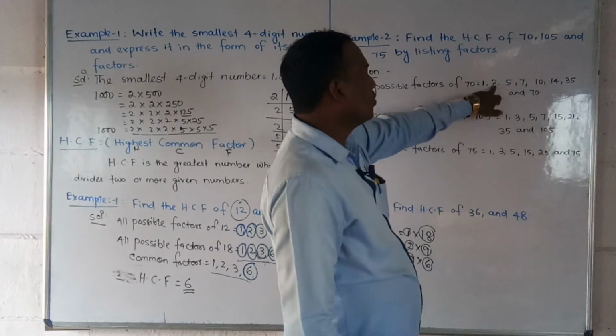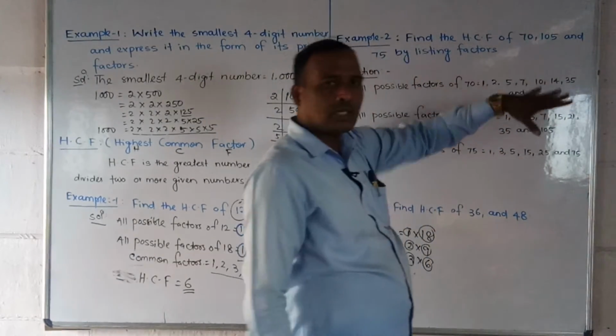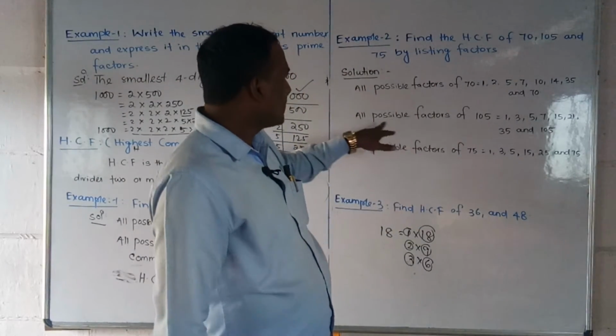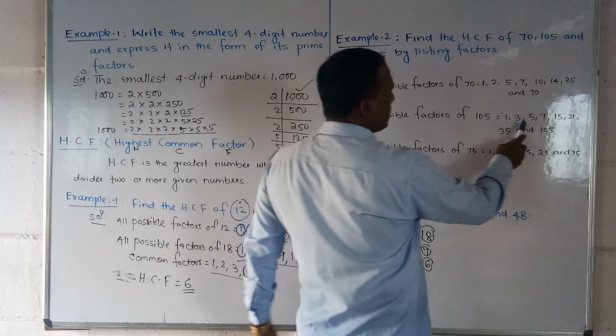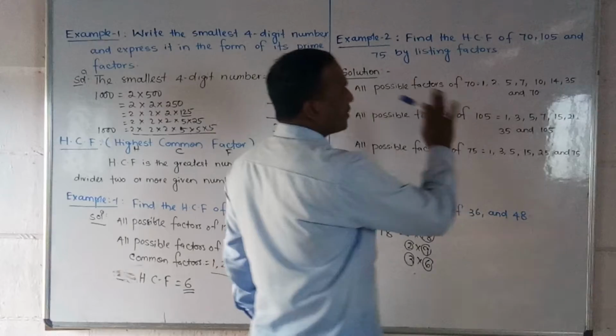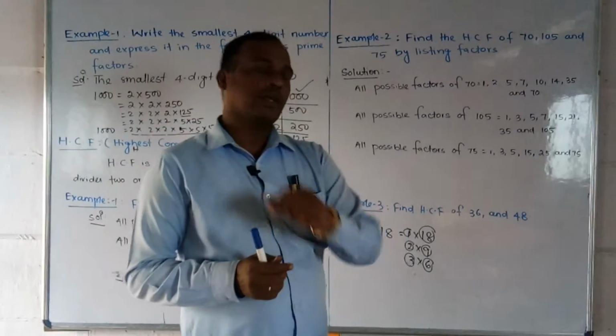ये भी होगा, 2 होगा, 5 होगा, 7, 10, 14, 35 and 7. If you do that, you will find out that easily you can say what the factors are. ठीक है. Same like, students, all possible factors of 105 I have done. That is 1, 3, 5, 7, 15, 21, 35, 105. These are all the possible factors of 105.